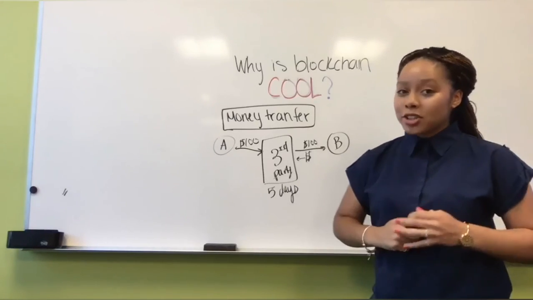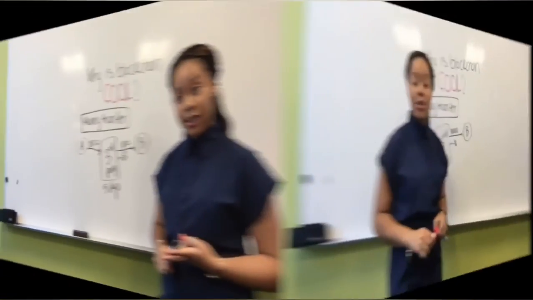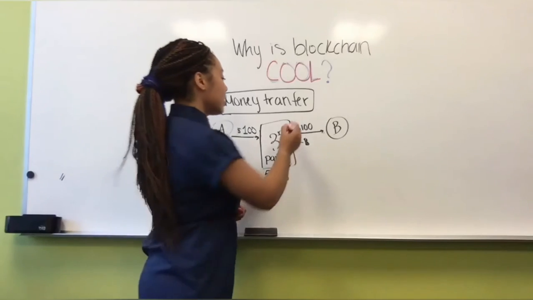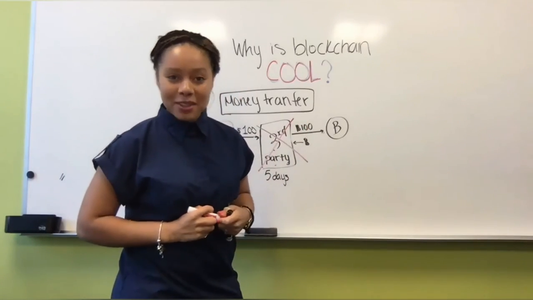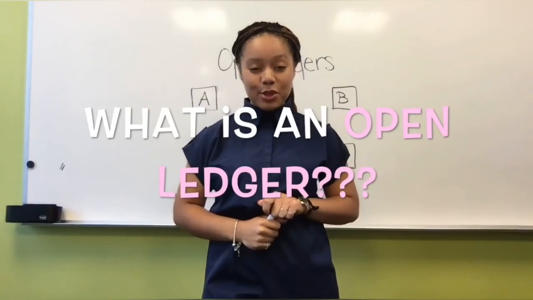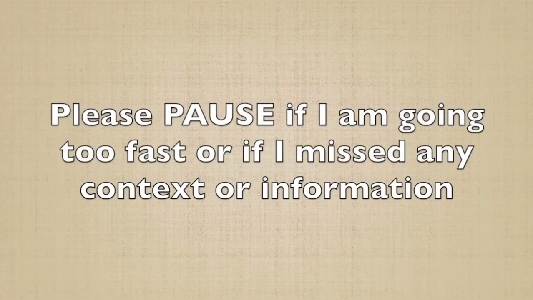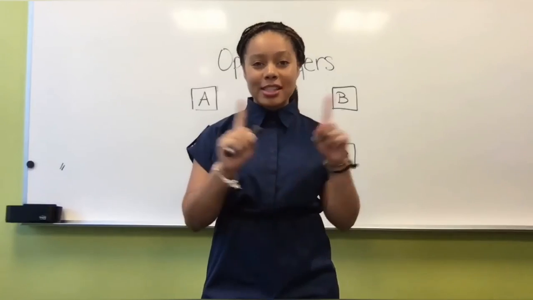The way that blockchain works is we're gonna make this process cheaper and faster. So blockchain is going to solve this problem without the third party. So we're getting rid of the middleman and we're using open ledgers. Now I'm going to illustrate to you what an open ledger looks like. Please feel free to pause if I'm going too fast or if I'm missing information. This is in no way implementation, this is all conceptual.